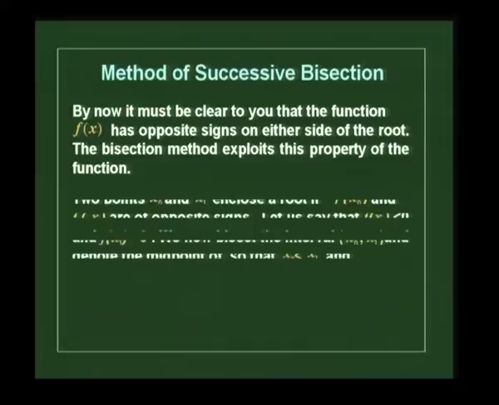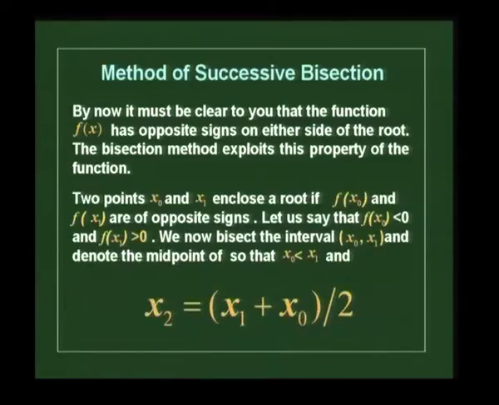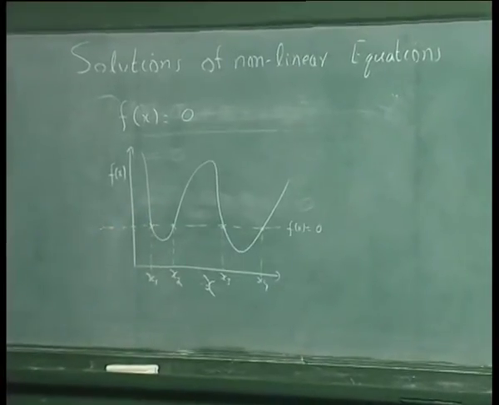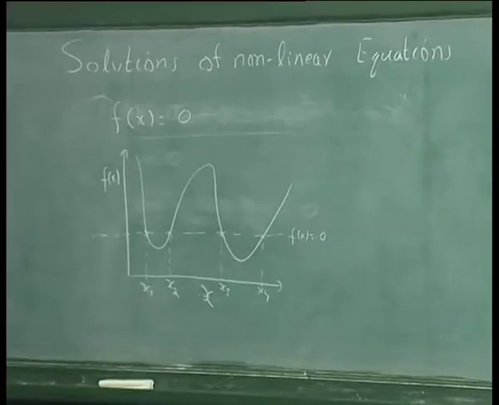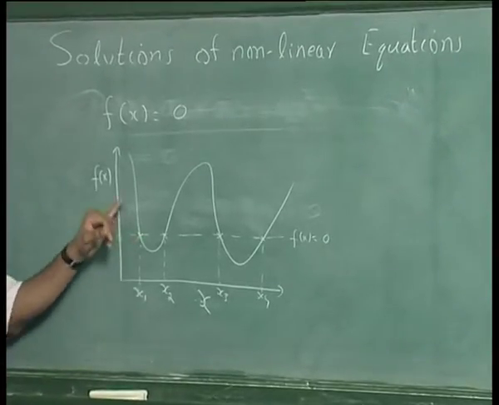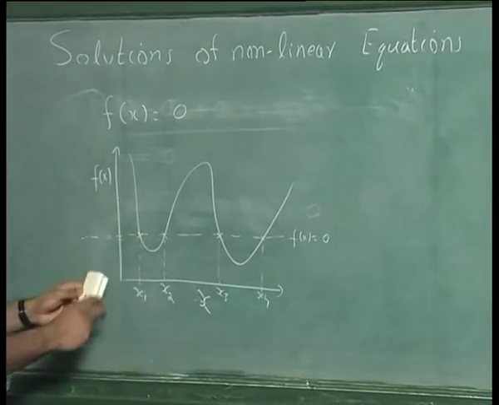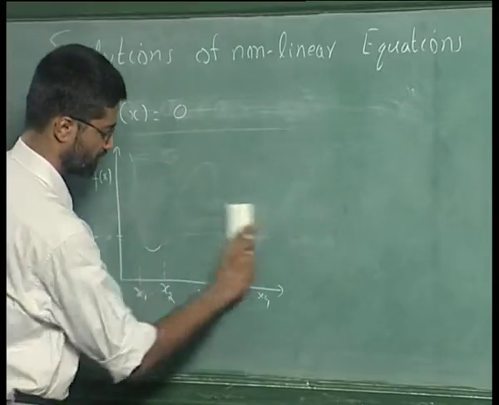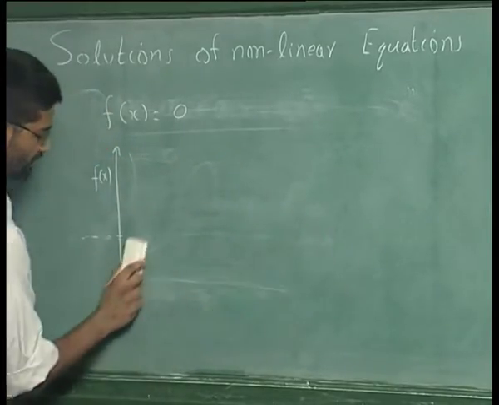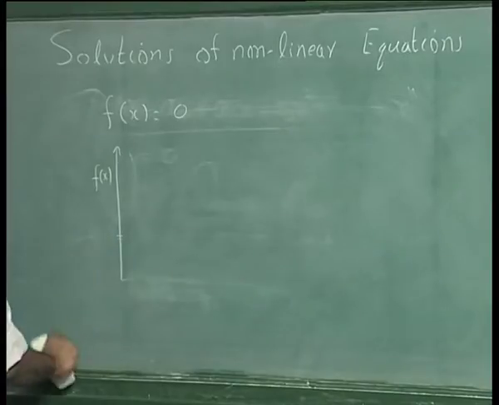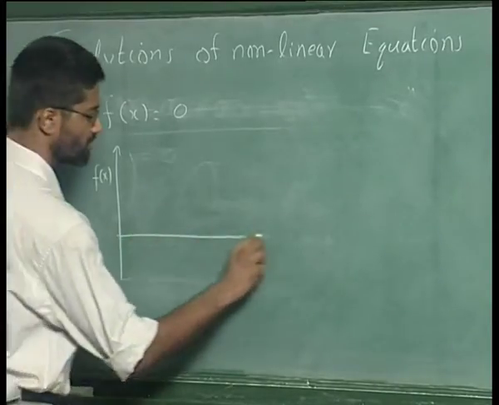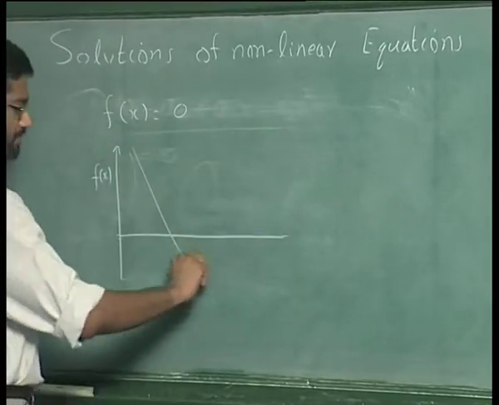And now we will look at the method of successive bisection. So that's what we do. We just use this property that the function changes sign at this value. So we will make a guess value. It's not enough to make one guess. We have to make 2 guesses. Okay. So we'll do that. I'll just replot this function again. So let's say that's my x equal to 0 line. Okay, and my function is something like this.